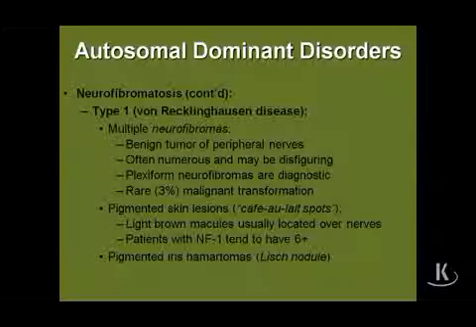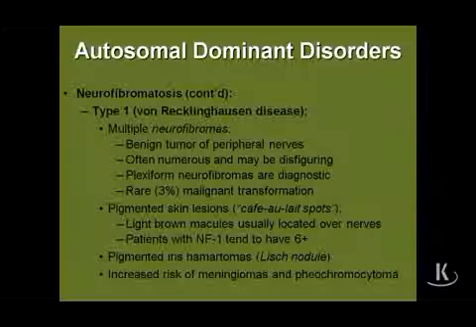You can also get excessive production of tissue in the iris. We call these hamartomas. Remember, hamartomas are proliferations of normal cells. They're not what we consider neoplastic, and these are clinically called Lisch nodules.